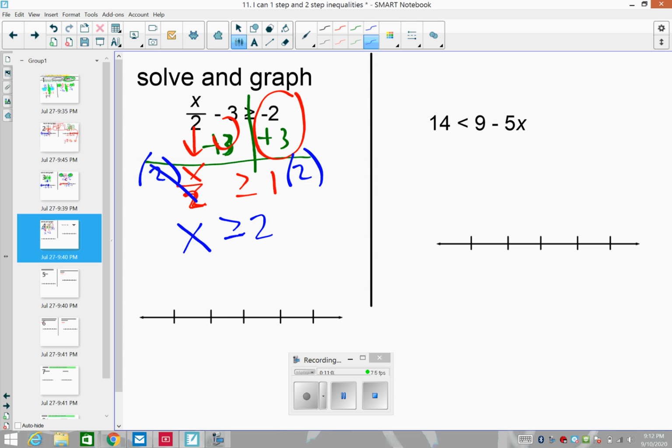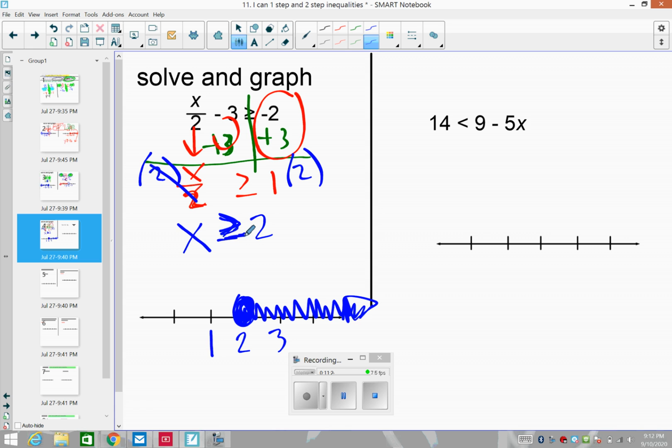I do not need to flip the sign anywhere because nowhere in there did I multiply or divide by a negative. So I'm going to put a 2 in the middle. We're going to do a closed circle at 2, and we're talking about all the values that are greater than 2. Shade in at 2 because of the equal to, and all the values that are greater than 2.